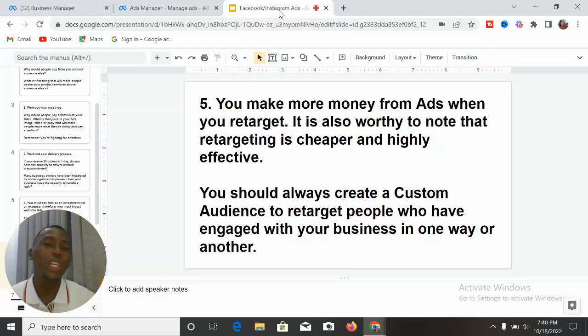Probably they've sent you a DM, they've watched your videos, they've liked your post, they've commented on your post before, or they saved your post for later time. You retarget them with new and fresh offers. They are going to buy.